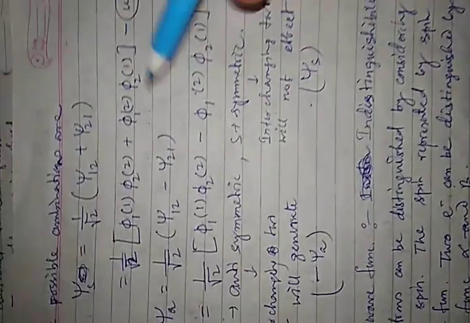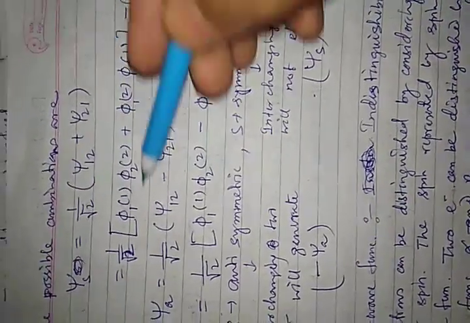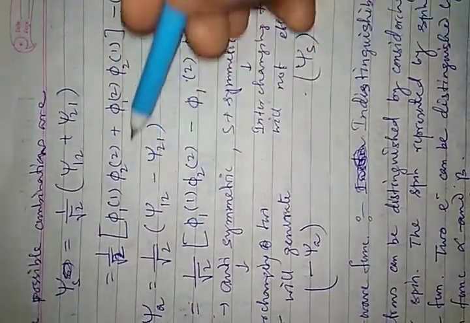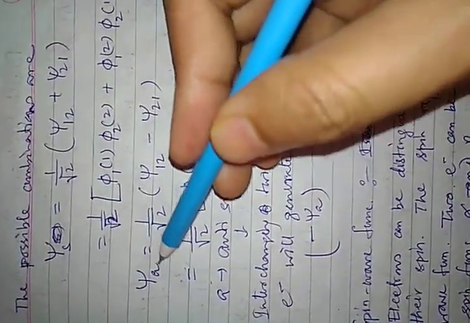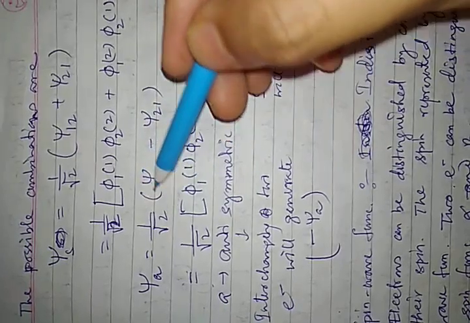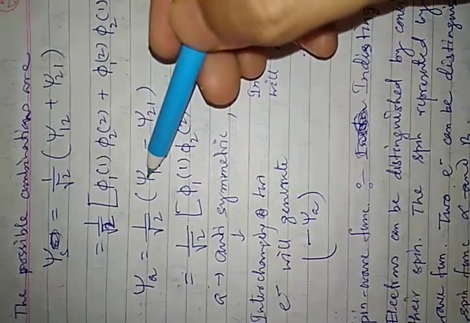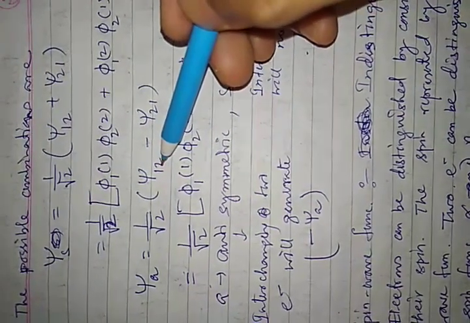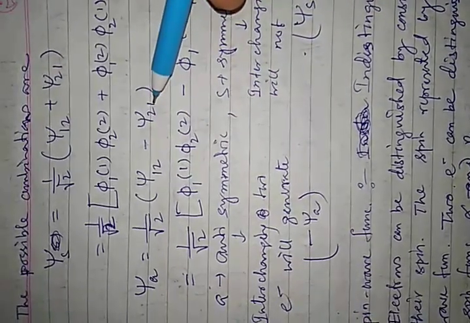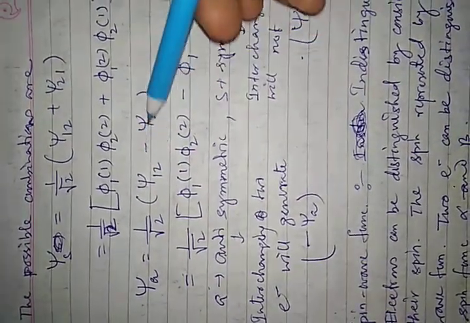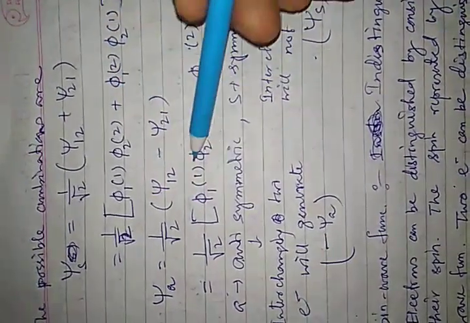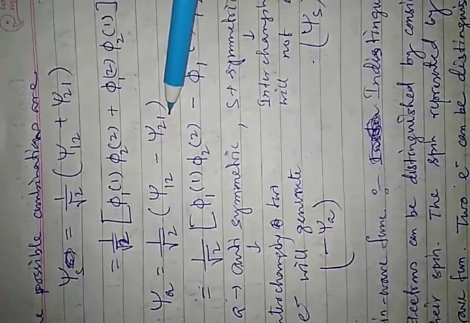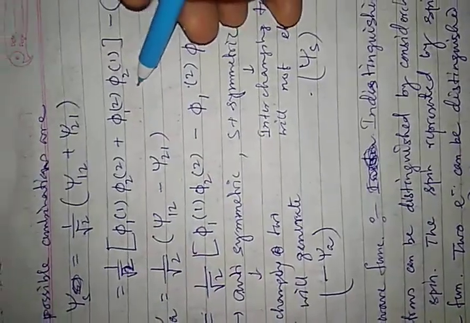Similarly, I can replace this psi 1 2 and psi 2 1 with the respective phi functions. Similarly, I have an antisymmetric combination where 1 by root 2 is multiplied by psi 1 2 minus psi 2 1. That will be an antisymmetric function, because psi 1 2 and psi 2 1 will be in opposite directions.